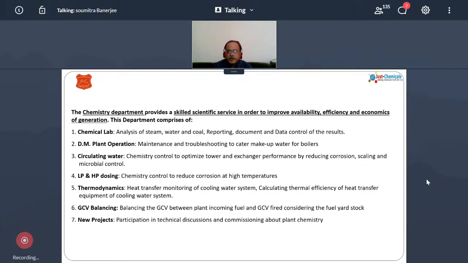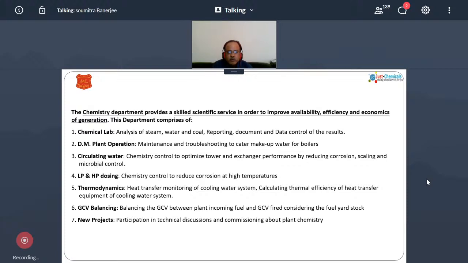Then thermodynamics. Our department talks about thermodynamics. We do a lot of heat transfer monitoring in the cooling water system for condensers and heat exchangers. We calculate the thermal efficiency of heat transfer equipment in the cooling water system, maybe a plate type heat exchanger, a shell and tube type heat exchanger, or a condenser. That is also our chemistry job, and all these things were taught in the applied chemistry department and are still a part of their curriculum.